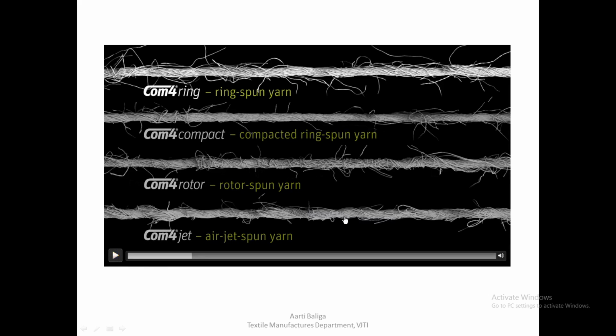Here we are going to see 4 types of yarns, and we are going to see the image of how the fibers are distributed along the yarn length. In the video further, there will be a close-up view of these particular yarns. We need to see how they look different from each other. So let us go ahead and watch.